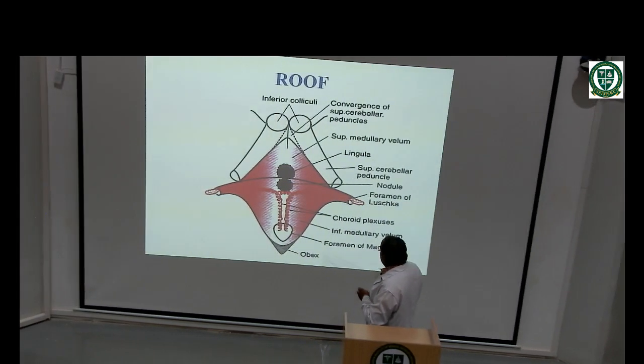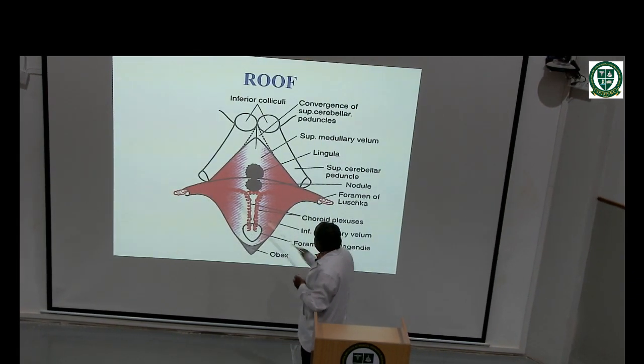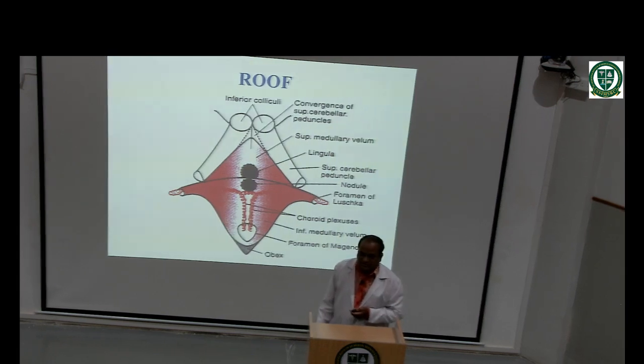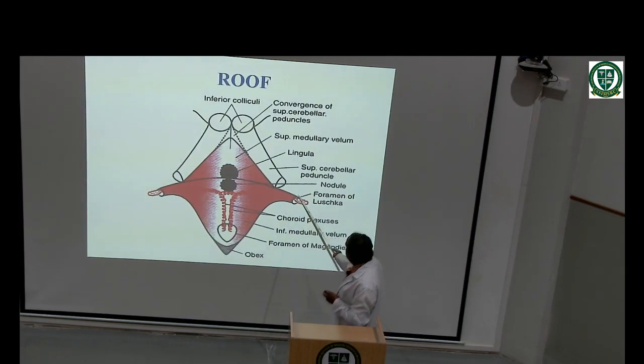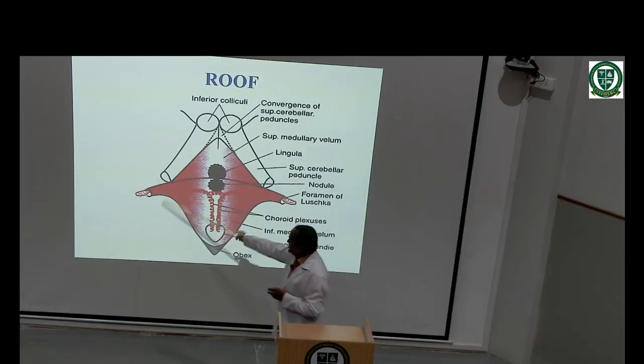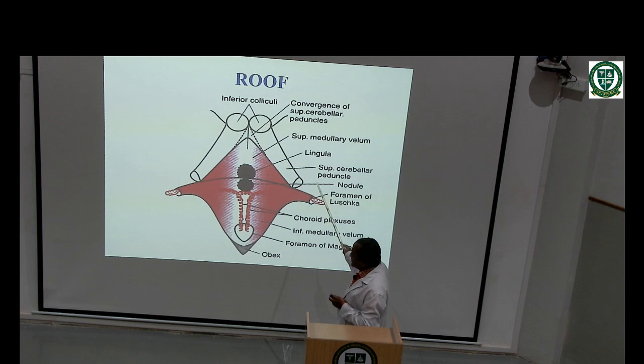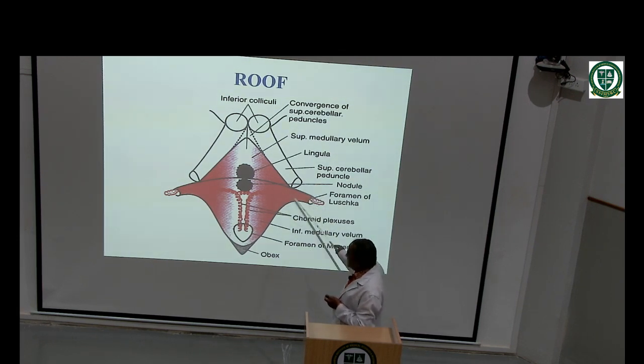And you can observe here also at the lateral angles there are two more apertures. These are called lateral apertures, and the name given is foramina of Luschka. With this, the fourth ventricle communicates with the subarachnoid space at the cerebellopontine angle between the cerebellum and pons. So these are the three apertures through which the fourth ventricle communicates with the subarachnoid space.